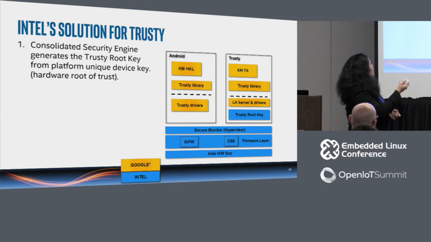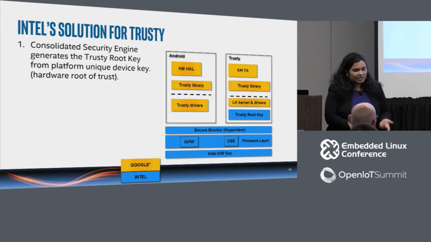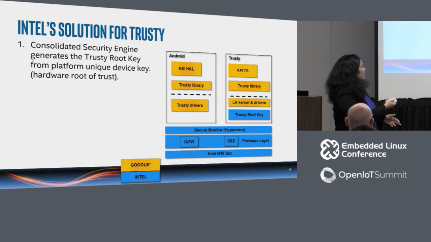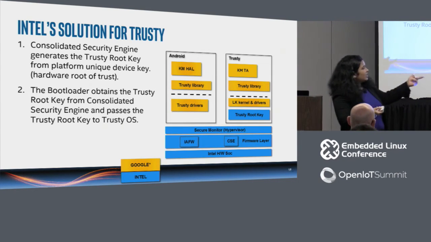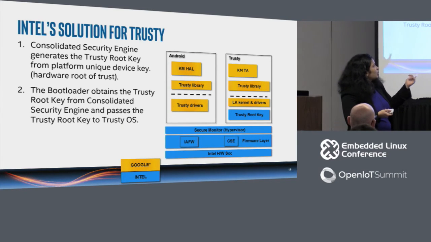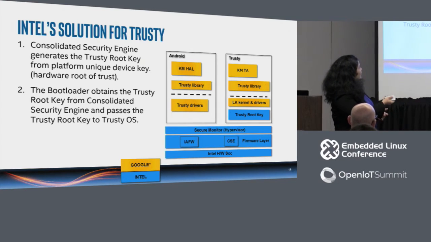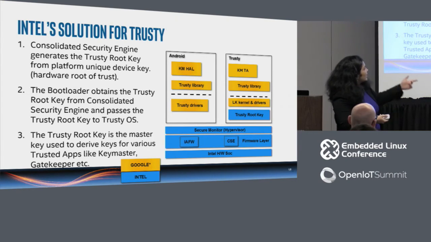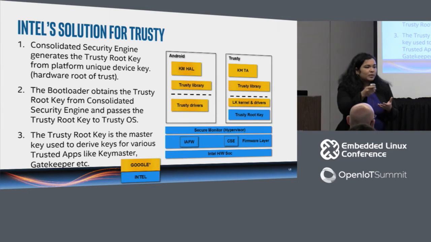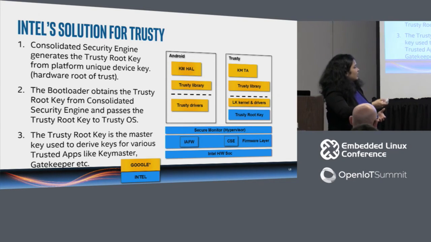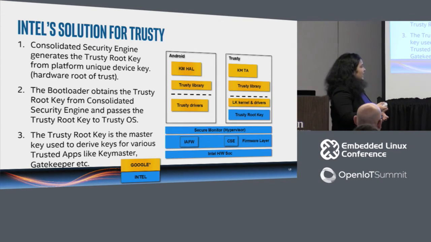The CSE is basically firmware in the IAFW, which is the Intel BIOS. The CSE generates a Trusty root key, and the bootloader passes the Trusty root key from the CSE to Trusty OS. The communication from the bootloader to the CSE happens by a protocol called HECI. And once the Trusty root key is in Trusty, it's used by Trusty for various other trusted apps. Basically, that's the master key from which keys for other apps like Keymaster, Gatekeeper, etc. are used. So what is an application of the trusted execution environment, and when would you use it?